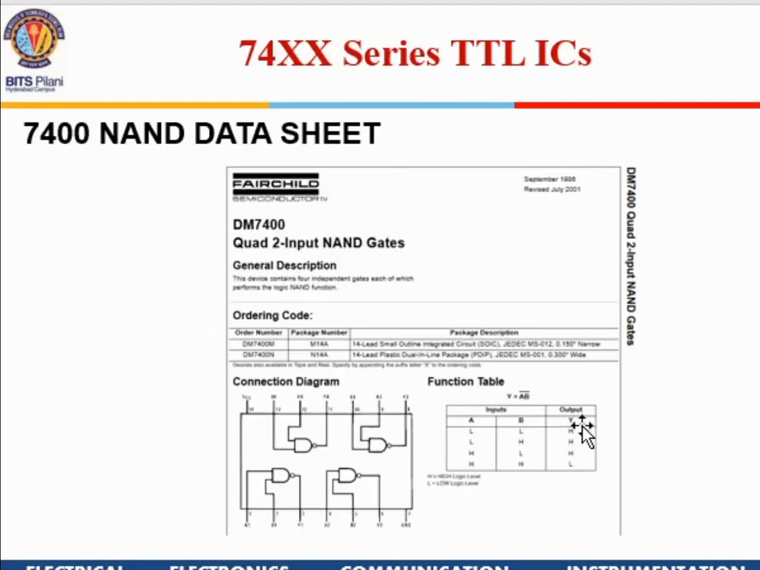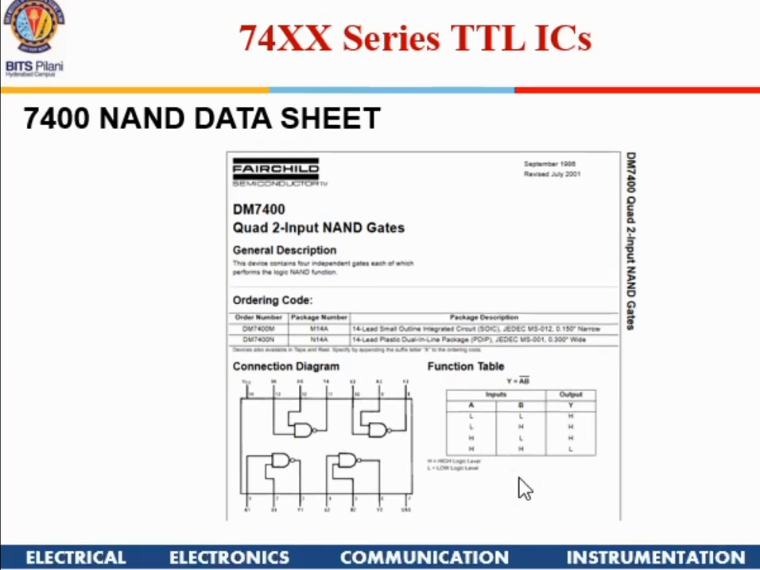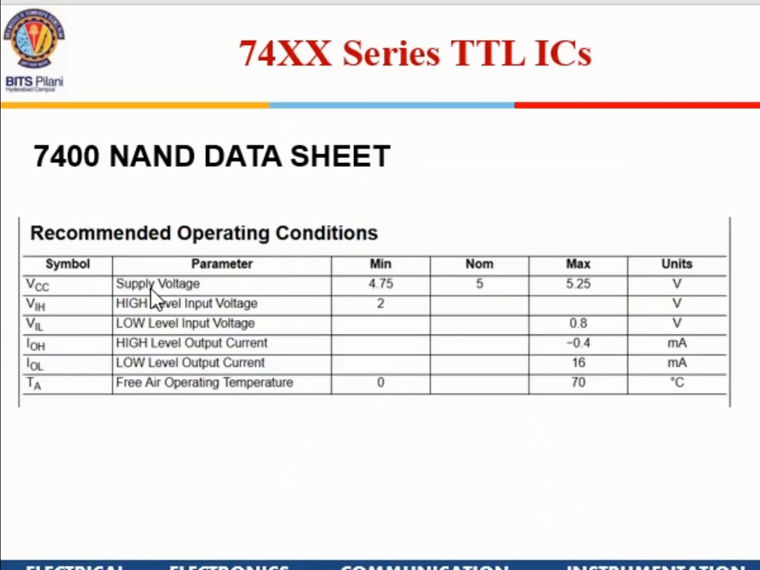To know more about any IC, you can always download the data sheet from the net. If you type data sheet of 7400, you will get it. Every company provides its own data sheet, like Fairchild provides its own and TI will provide its own. That will give the specifics of that particular chip. It will give the pin configuration, which is given here, and it will give the truth table also. It will also give you the power supply voltage.